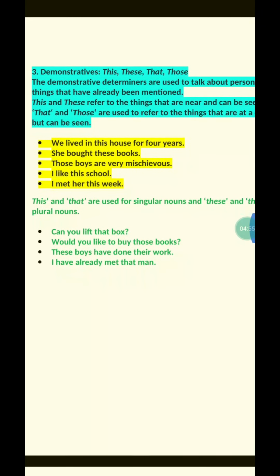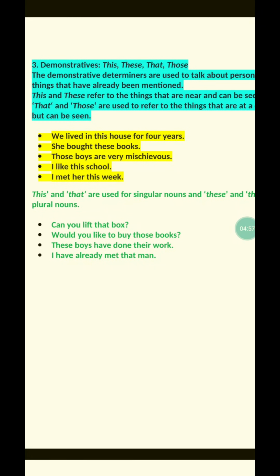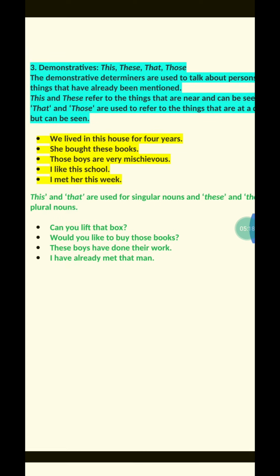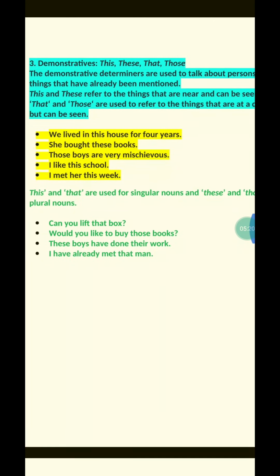Next very important point, that is demonstratives. This, these, that, those. Now children, the demonstrative determiners are used to talk about persons, things that have already been mentioned. This and these refer to the things that are near and can be seen, whereas that and those are used to refer to the things that are at a distance but can be seen.